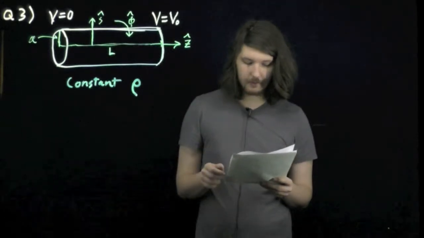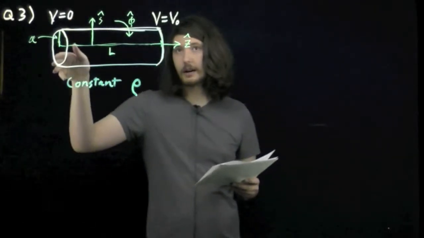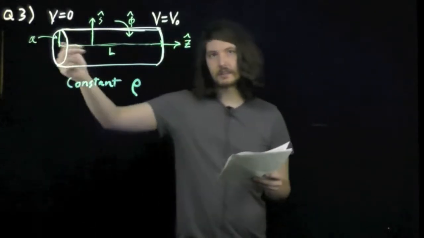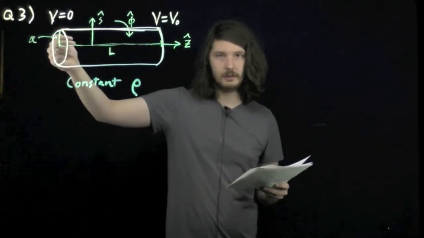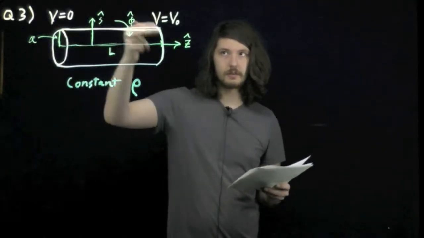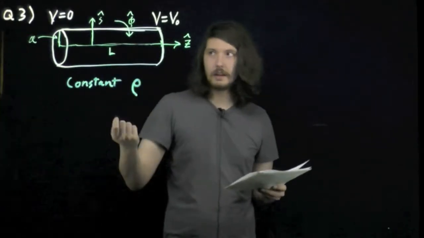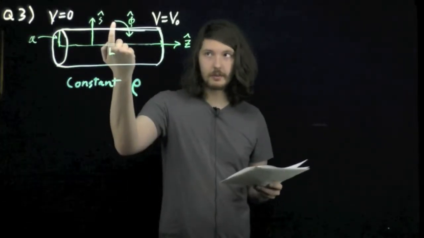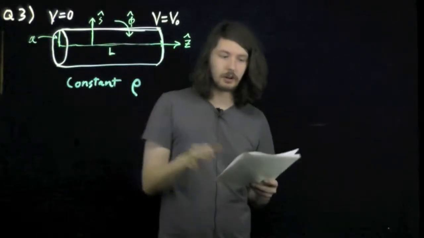The right end of the wire is held at V equal to V naught, and the other end of the wire is held at V equal to 0. You take the z-hat direction as going from V equal to 0 to V equal to V naught. And then the s-hat direction just points outward from the center of the wire, and the phi-hat direction you can determine using the normal right-hand rule.